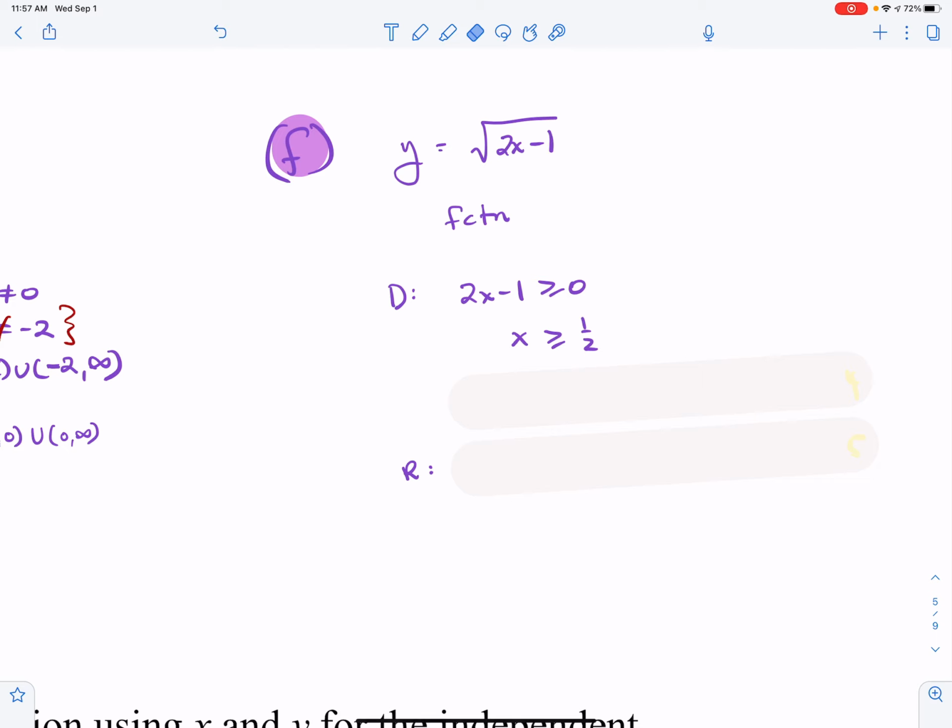I could write this in set builder notation if it asks me to, or if I write this in interval notation, this is going to be a domain from 1/2 to +infinity with a square bracket on the 1/2. My range, and once again, I'm just thinking of what the graph looks like on this, my range would be from 0 to infinity.